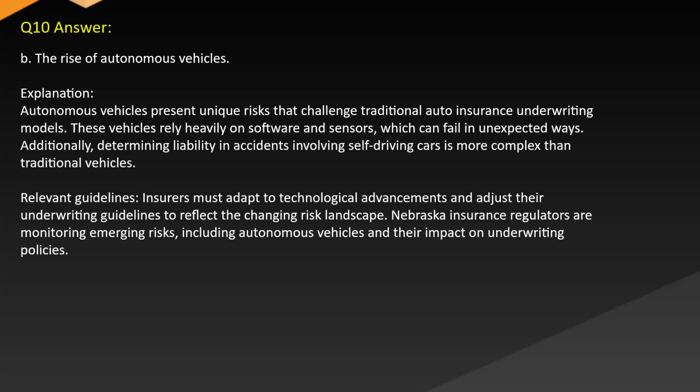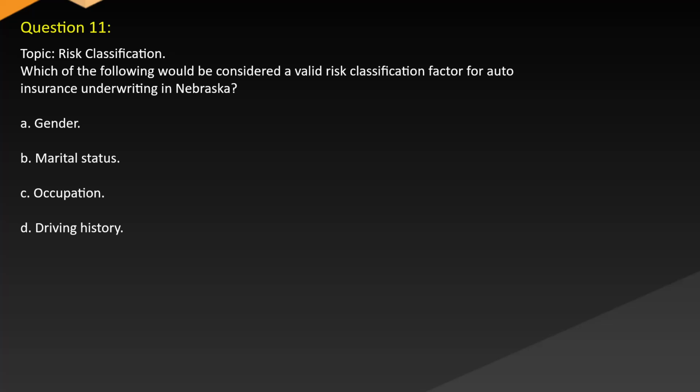Relevant guidelines. Insurers must adapt to technological advancements and adjust underwriting guidelines to reflect the changing risk landscape. Nebraska insurance regulators are monitoring emerging risks, including autonomous vehicles and their impact on underwriting policies. Question 11. Topic: Risk classification. Which of the following would be considered a valid risk classification factor for auto insurance underwriting in Nebraska? A. Gender. B. Marital status. C. Occupation. D. Driving history.